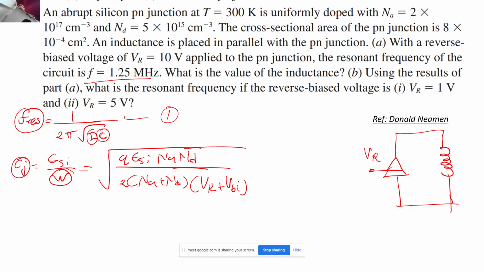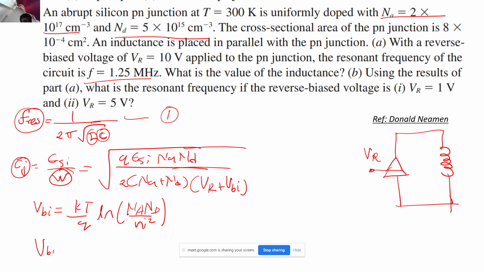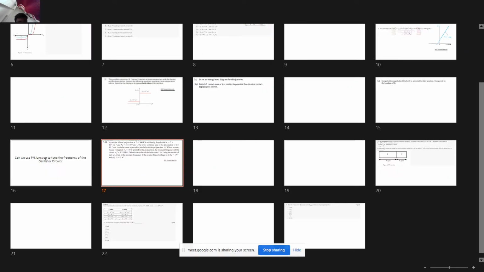Correct. So now we also don't know the value of VBI. So I'm again writing the formula, KT by Q ln of Na ND upon Ni square. Na has been given to me. ND has also been given to me, and Ni I also know because it's silicon at room temperature. So if you just put these values over here, then the VBI for the silicon will come out to be 0.75428 volts. So this is the value of VBI.